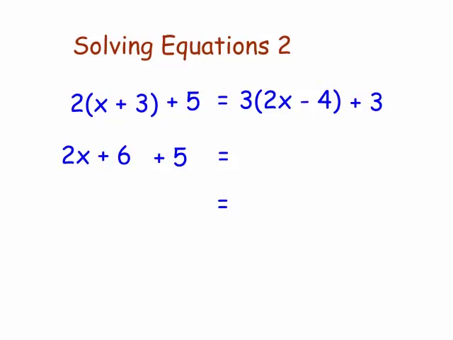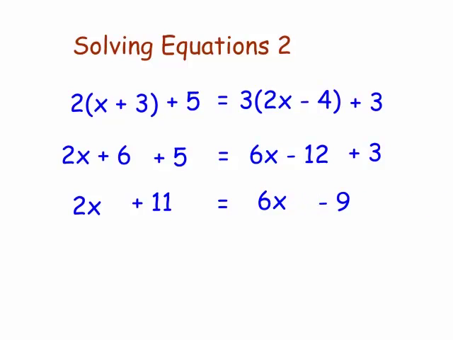Then we look at the other brackets, so we expand out 3 times 2x minus 4, that should give us 6x minus 12, and again the plus 3 is still there by itself on the end. Now what do we do? Well, we normally collect up any like terms we can find. We have a 2x here, and a 6 and 5, that is 11. The 6x is still here, and minus 12 plus 3, hopefully we can see, is actually minus 9.